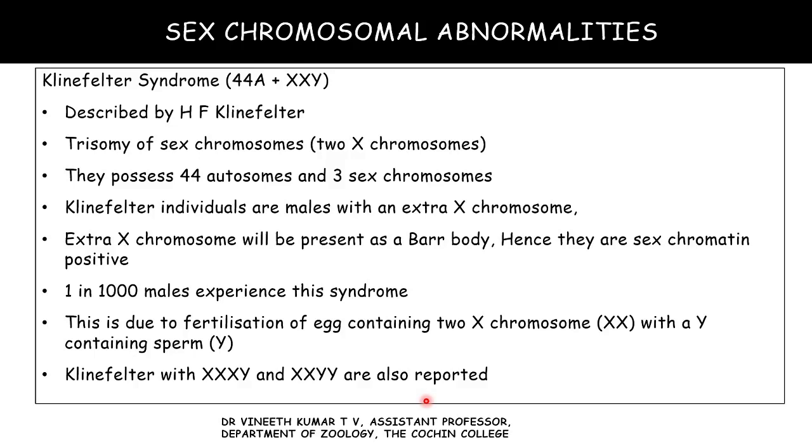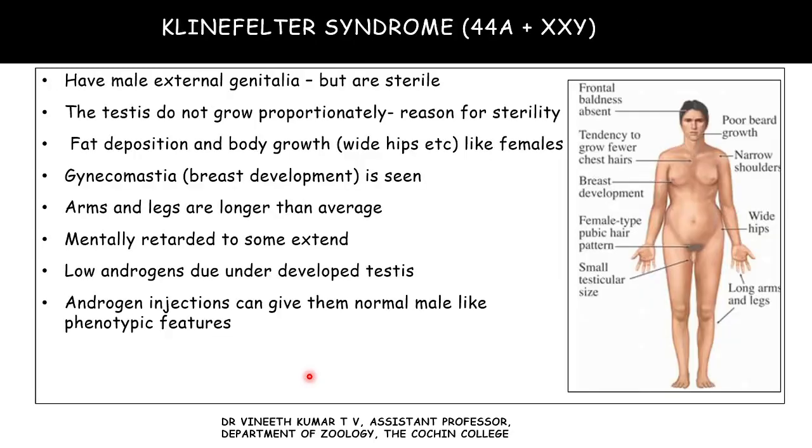What happens in mammals whenever there is an extra X chromosome is that the extra X chromosome will be converted to a bar body. The same thing happens in Klinefelter also. Whatever be the number of X chromosomes, the rest of the X chromosomes after one will be converted to bar bodies. So an individual with three X chromosomes and one Y will have two bar bodies. In this case, this X will be converted to a bar body. So these individuals will be sex chromatin positive because they have a bar body.